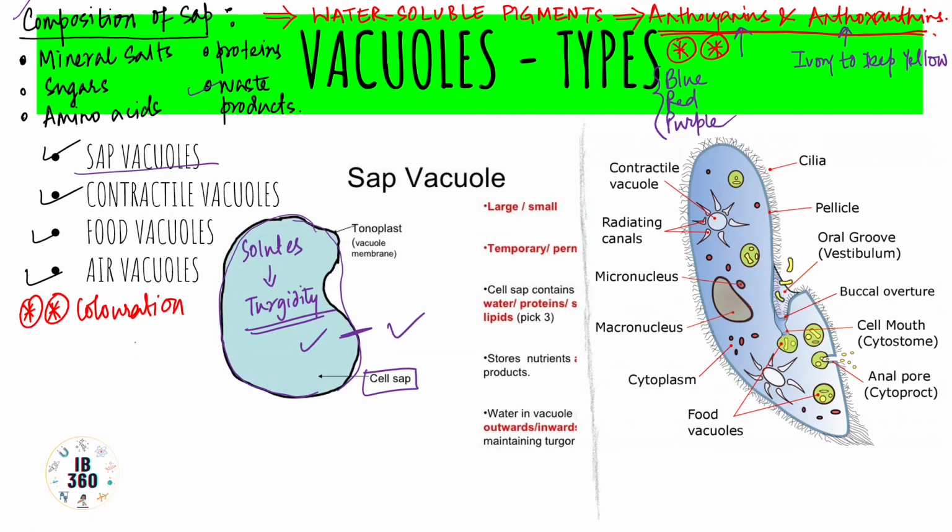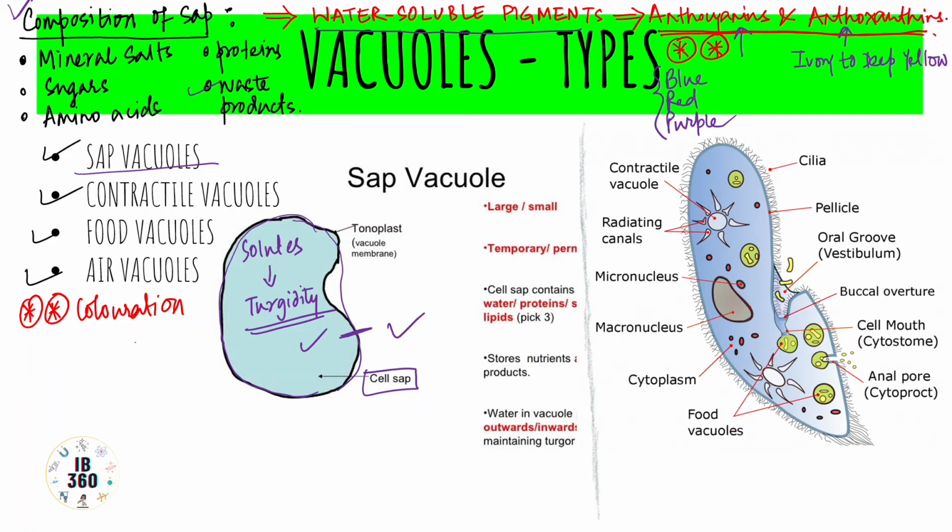So this is enough about sap vacuoles. I've talked about the composition of sap vacuoles, the water soluble pigments found in them, and their function and significance. Second comes the contractile vacuoles. They occur in some protistan and algal cells, mostly found in fresh water.